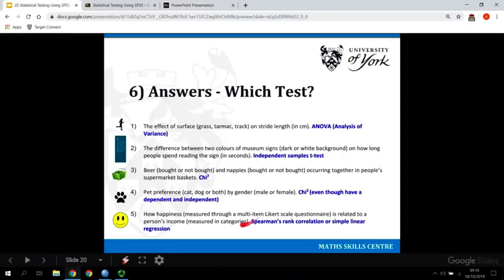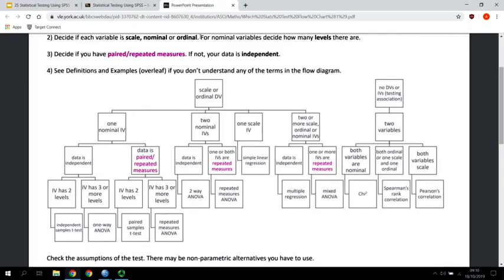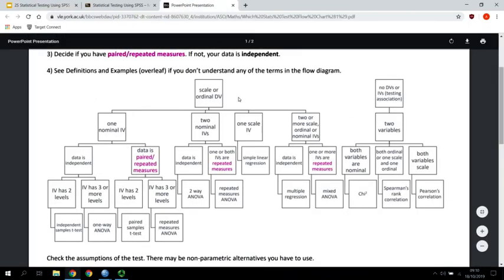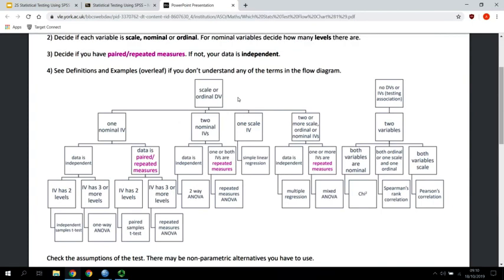However, if we were hypothesizing that there's a cause and effect, now we've got a dependent variable, which is the happiness, and an independent variable, which is the income. And this is where it gets slightly tricky. We start off with our dependent variable being a scale dependent variable. So we're in this box. We've got one independent variable, so we're looking at either this box or this box.